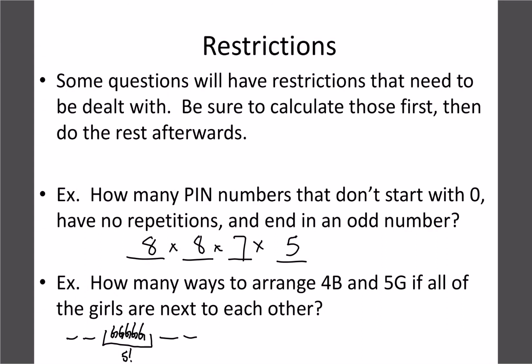The key thing is you want to remember that those girls basically take up a spot. They can go in any of the spots around the boys. So we actually have 5 spots that they could go in. So we treat the group as one large group that takes up 1 spot. So we have 5 spots, and then the 5 girls also get rearranged amongst themselves. So that's it.